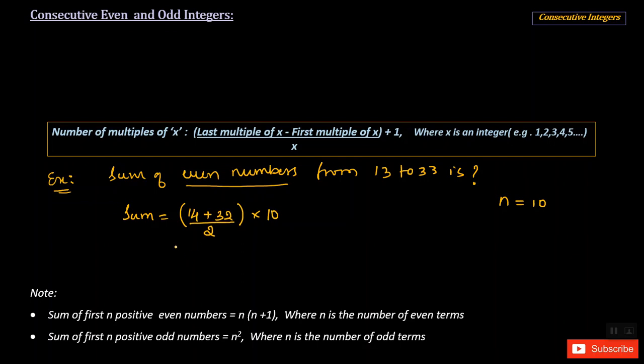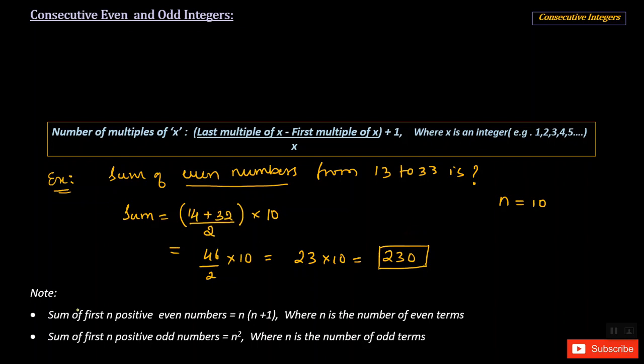So what do you get? So 14 plus 32, what we gonna get now? It's gonna be 46 divided by 2 times the 10. So 46 by 2 is 23 times 10. Then your sum is gonna be 230. This is the sum of all the even numbers from 14 to 32, like 14 plus 16 plus 18 plus so on till 32.